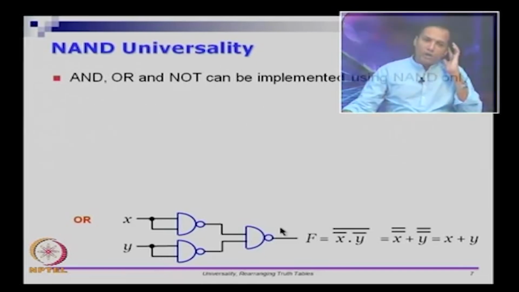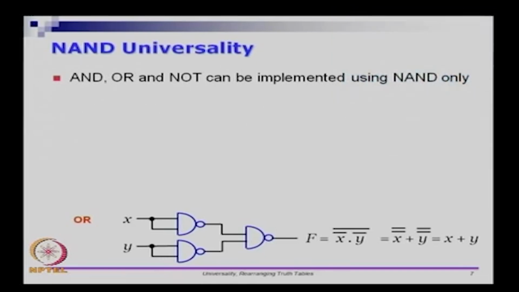So the reason why this universality is interesting is that if I am given just NAND gates, you can implement this circuit. As long as I can do AND, OR and NOT, I will be able to implement any circuit.